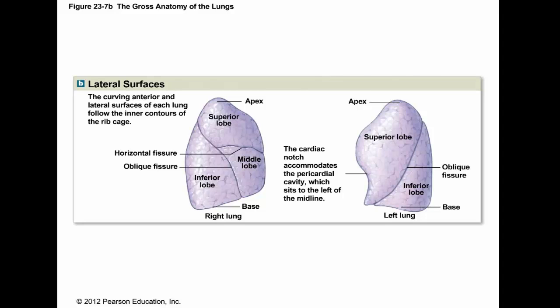You can see here we've got the right lung, so that has 3 lobes, the superior, the middle and the inferior lobe, which is divided by what are called fissures, which are deep furrows within it. And you can see on the left side you've got 2 lobes, the superior and the inferior lobe, but you've also got this sort of cutaway edge on the superior lobe, which is the cardiac notch, and this accommodates the pericardial cavity, which is where the heart is located.